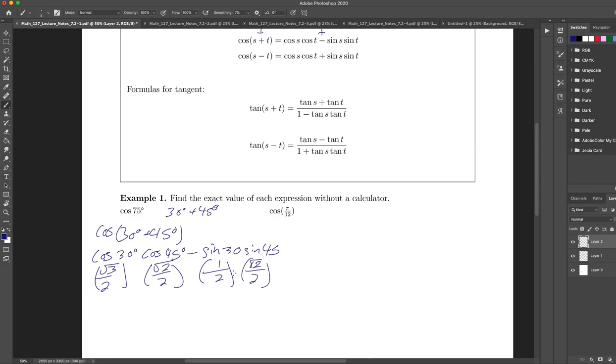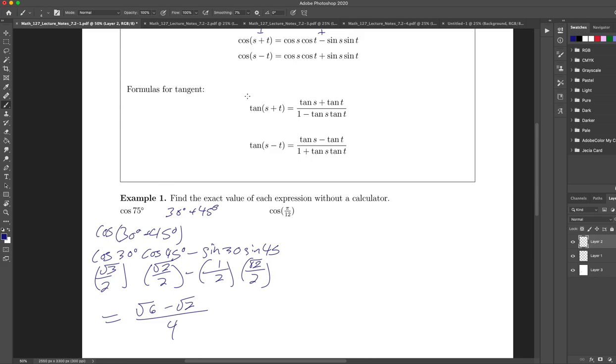And so if I add this all up, I'm going to get square root 3 times square root of 2, which is the square root of 6. So this will give you square root of 6 over 4, minus the quantity of square root of 2 all over 4. And there you go. So here's the exact value of cosine of 75.